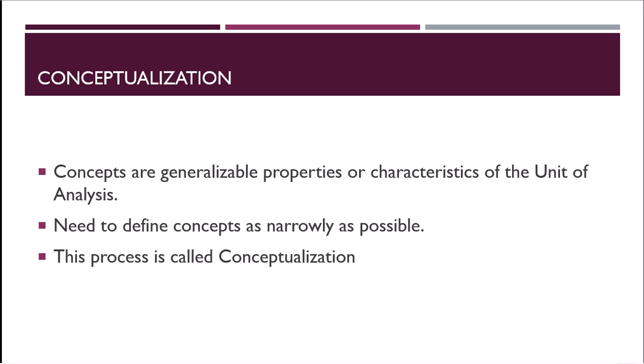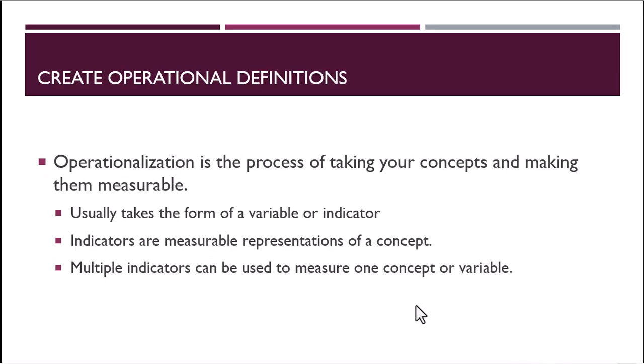And when we're doing this conceptualization, we need to define our concepts, our eventual variables, as narrowly as possible. The more narrowly and in detail that we can define our concepts, the easier it is going to be to go out and measure them. And this measurement is going to be our next step. We are going to create what's called operational definitions or go through the process of operationalization. This is the process of taking our concepts and making them into measurable variables or indicators.